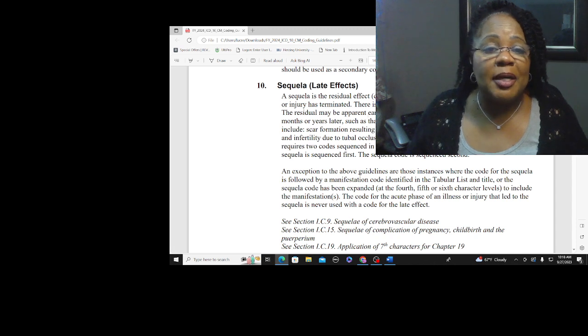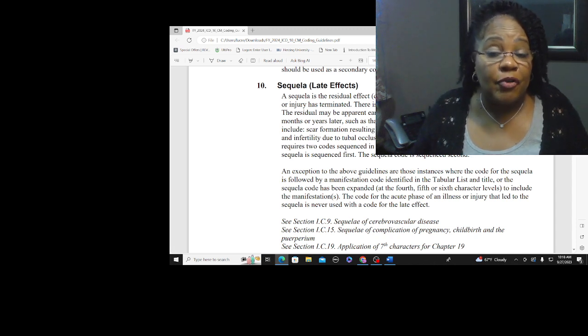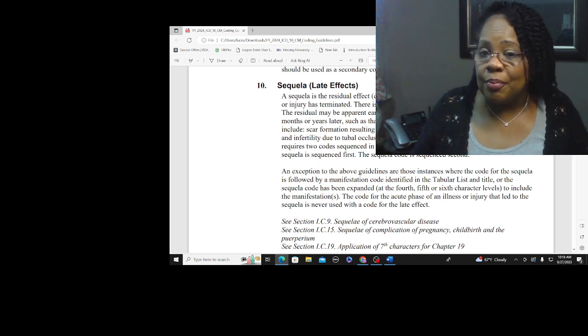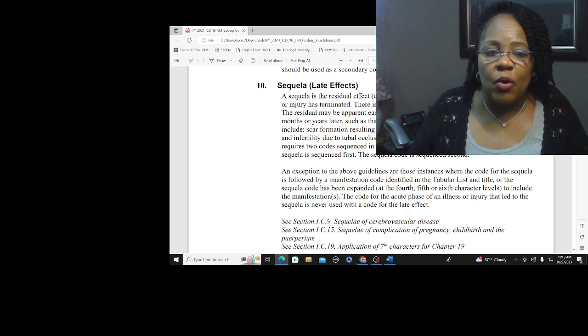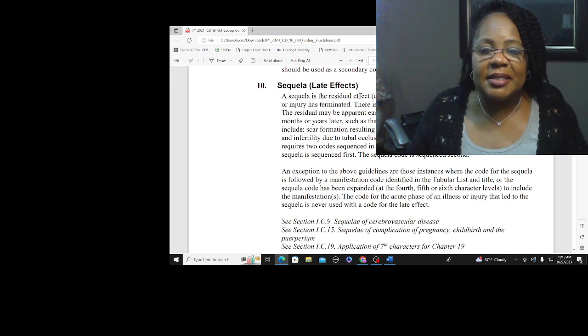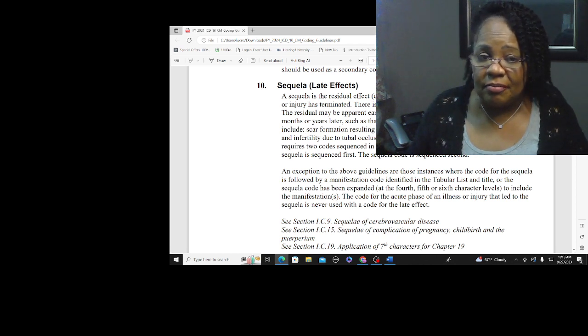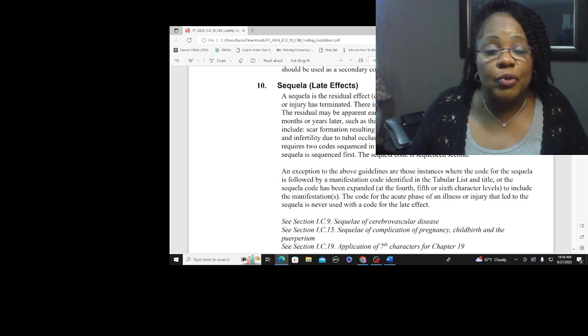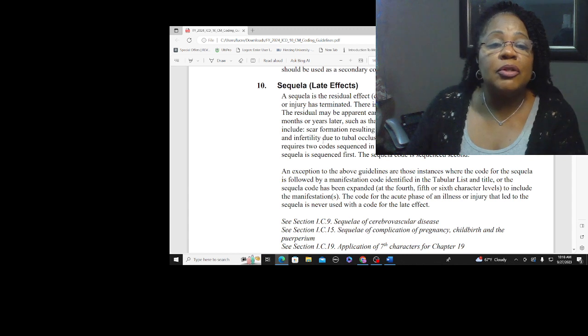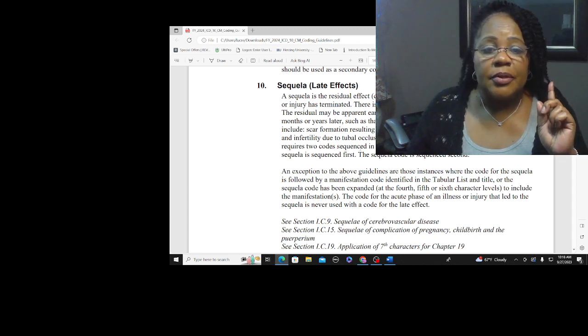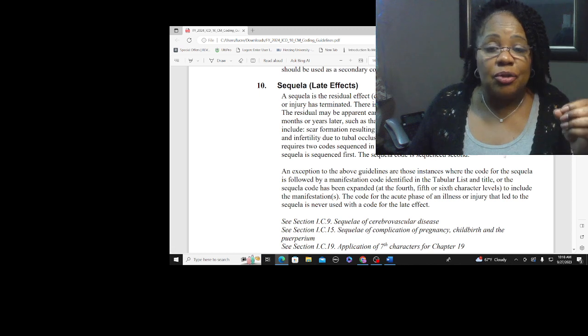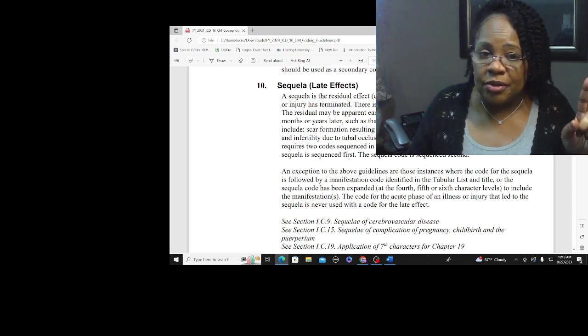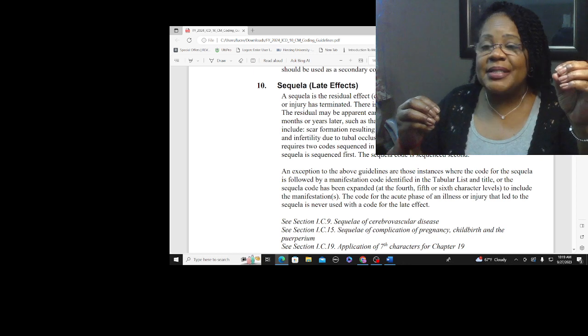It says here the residual may be apparent early, such as in a cerebral infarction, or it may occur months or years later, such as that due to a previous injury. Examples of a sequela include scar formation resulting from a burn, a deviated septum due to a nasal fracture, infertility due to tubal occlusion from old tuberculosis. So coding of sequela generally requires 2 codes, sequenced in the following order. The condition or nature of the sequela is sequenced first, and then the sequela code is sequenced second.